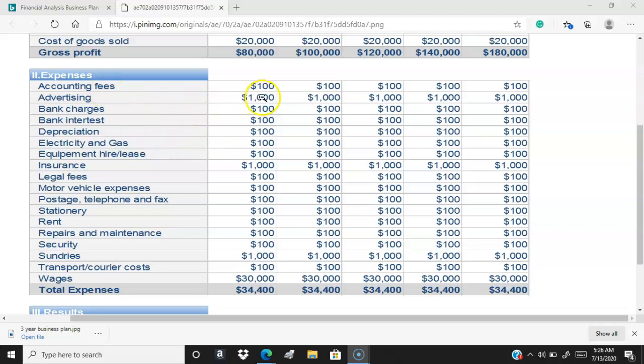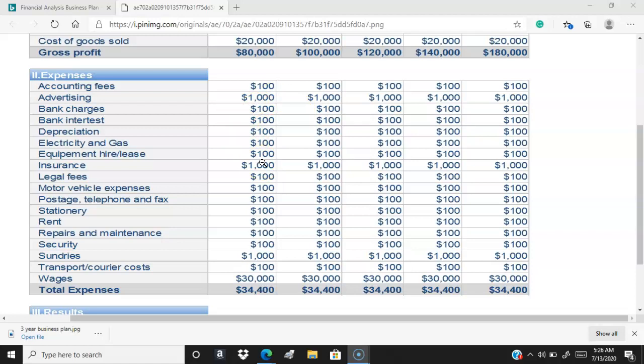Okay, so accounting fees. If you buy QuickBooks, it's very easy. That's $100 for a good QuickBooks. So I went 100 across. Advertisement is not going to be $1,000, guys. It's going to be a lot more, a lot more. In service-based businesses, that's going to be the main cost, your advertisement. Bank charges, if you took a previous loan out to get your business started.